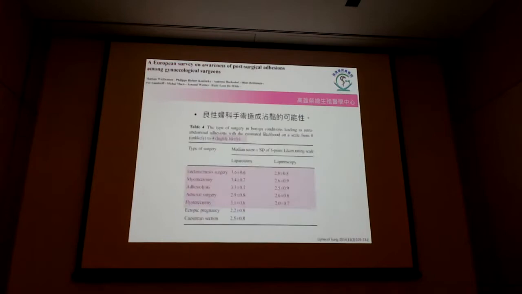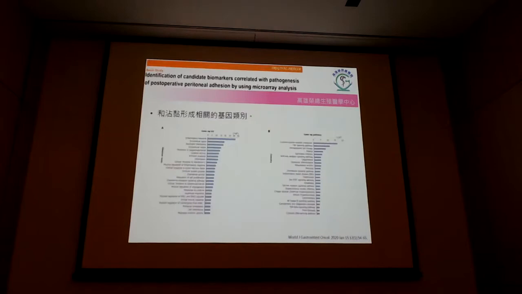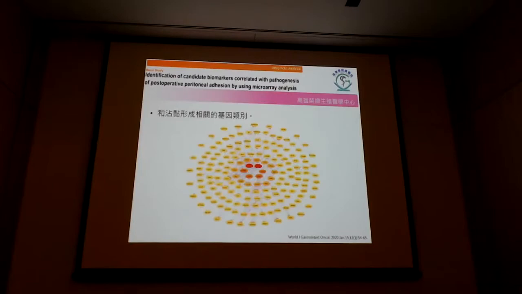In a study that looked at the type of gynecological surgery in benign conditions leading to intra-abdominal adhesion, it was found that the difference between laparotomy and laparoscopy was independent of the type of surgical intervention considered. Among the different gynecological operations, endometriosis surgery and myomectomy were thought to be the most likely to be associated with adhesion. There also appears to be some genetic role in adhesion formation. Multiple genes were found to be involved in the pathogenic process.